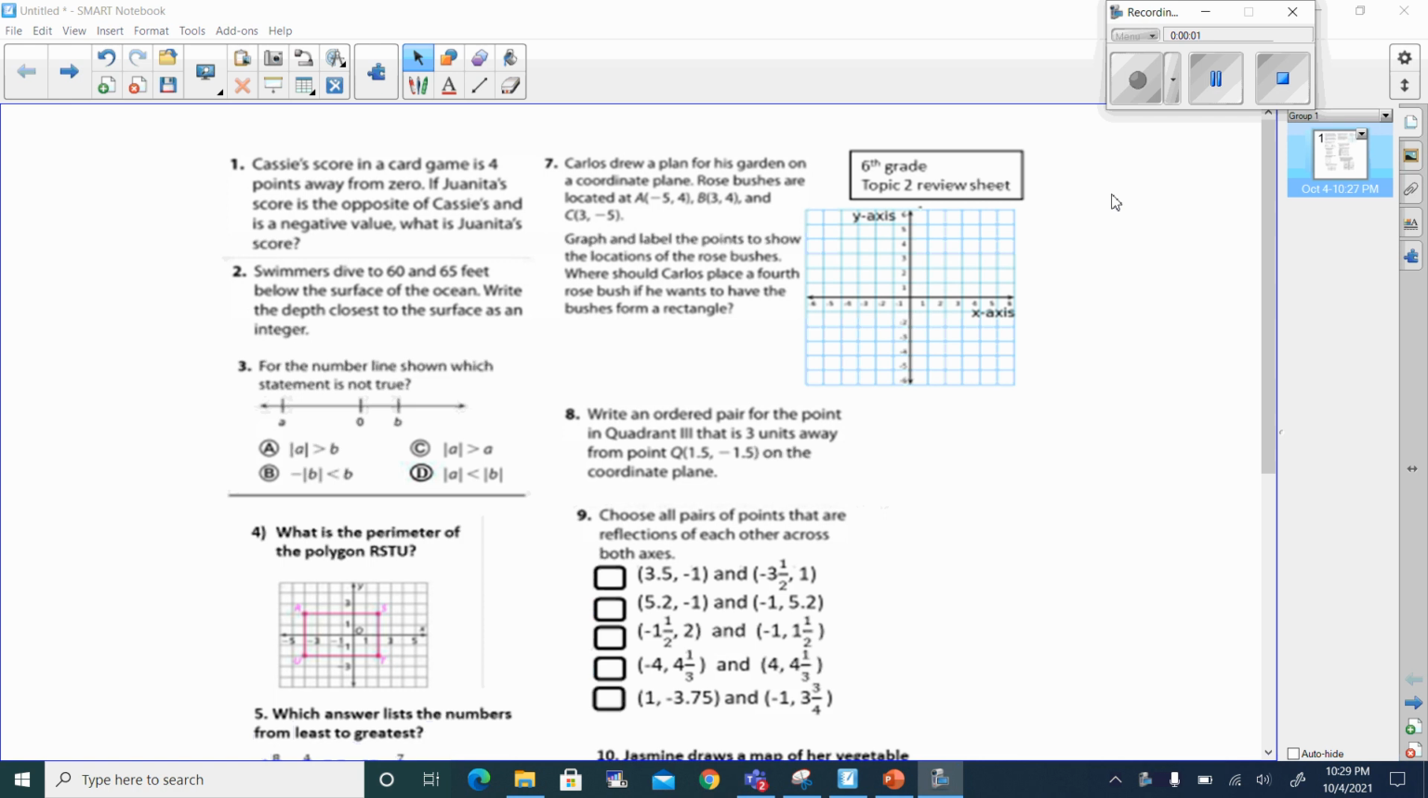All right, sixth graders, let's go ahead and get ready for that test. We're going to go over the review sheet really quick, which is a mirror image of the test, except that I changed the numbers around. So let's begin. Number one says Casey scores in his card game.